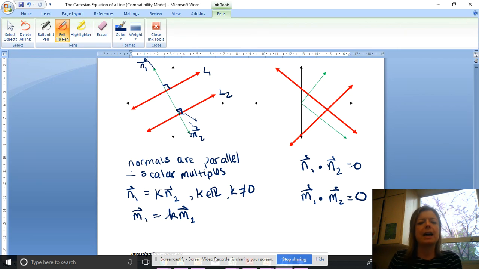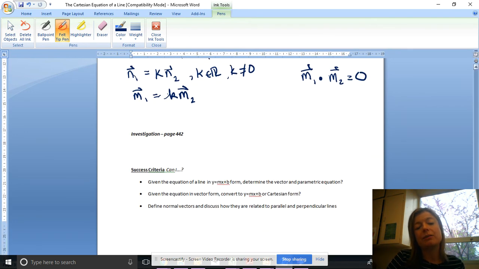So that means that normals are scalar multiples of each other, and the direction vectors are scalar multiples of each other. Similarly, if two lines are perpendicular to each other, then their normals will be perpendicular to each other, while also being perpendicular to the line. So the dot product of the normals will be 0, and the dot product of the direction vectors will be 0. So please now take a moment to go to page 442 in your textbook and try the investigation.